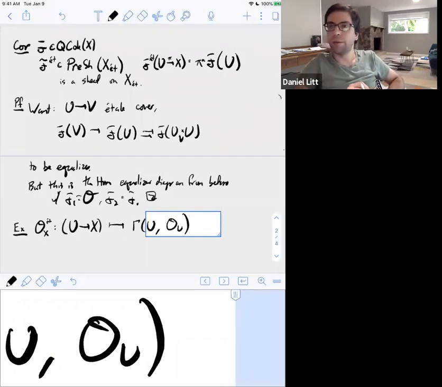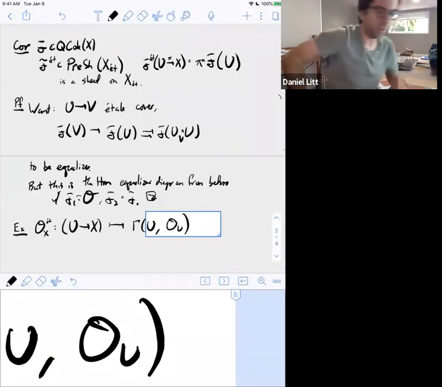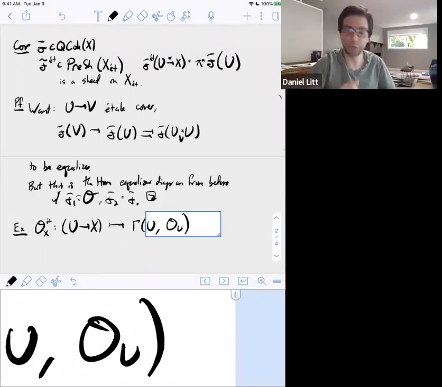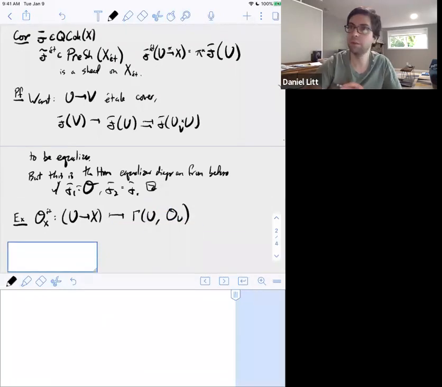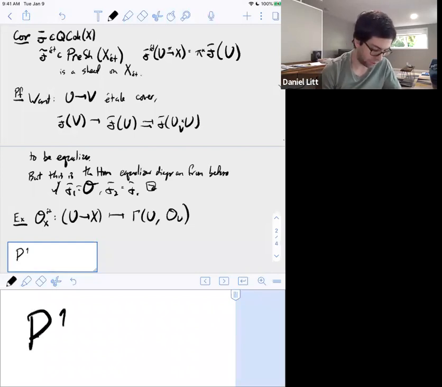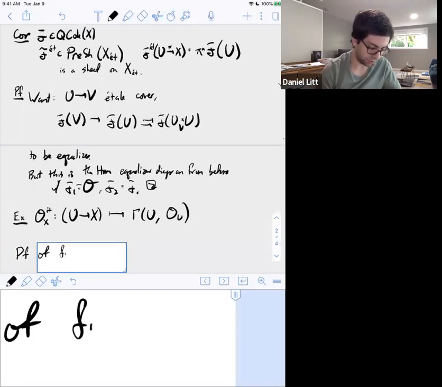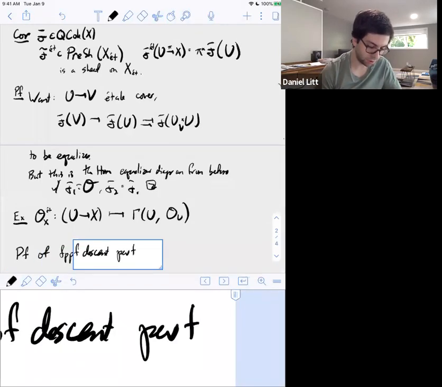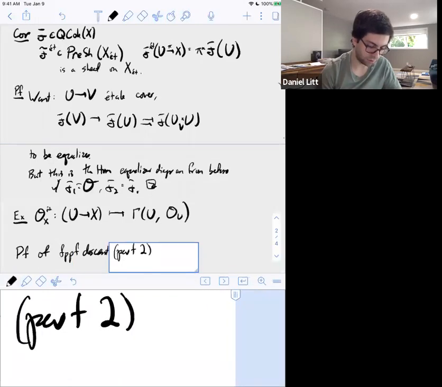All right, so we've proved full faithfulness of this functor from quasi-coherent sheaves on X to the descent data relative to U over X. So what else do we have to prove to prove this theorem, fppf descent for quasi-coherent sheaves? You need essential surjectivity? Yeah, that's right. So we now have to do the proof of fppf descent, part two, which is essential surjectivity.